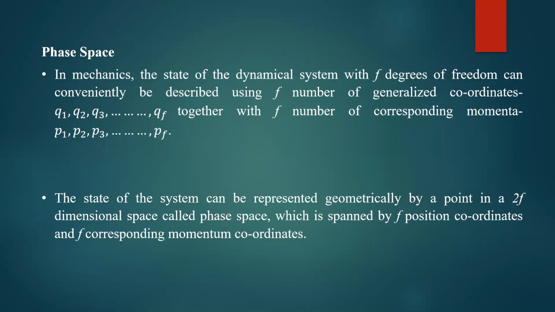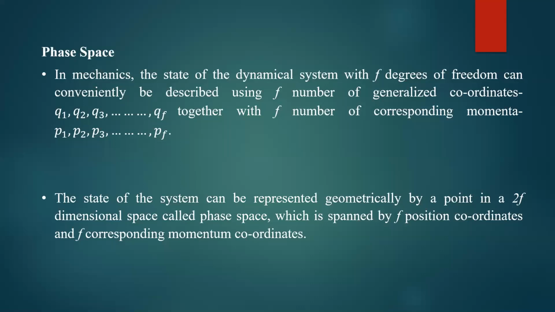So the dynamic state of the system can be represented in a space called phase space. How is phase space defined? It is a space spanned by f number of position coordinates and f number of momentum coordinates, where f is the degrees of freedom of the system. This gives you a particular point in the space, and it is a 2f dimensional space. The dimension is 2f: f position coordinates and f momentum coordinates. Totally, you need 2f coordinates.